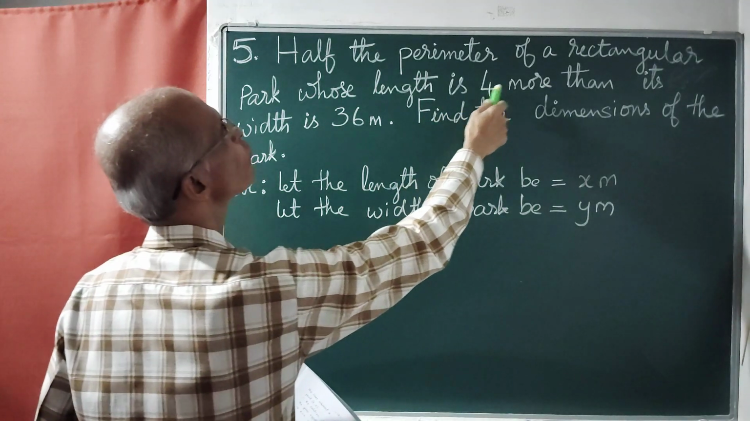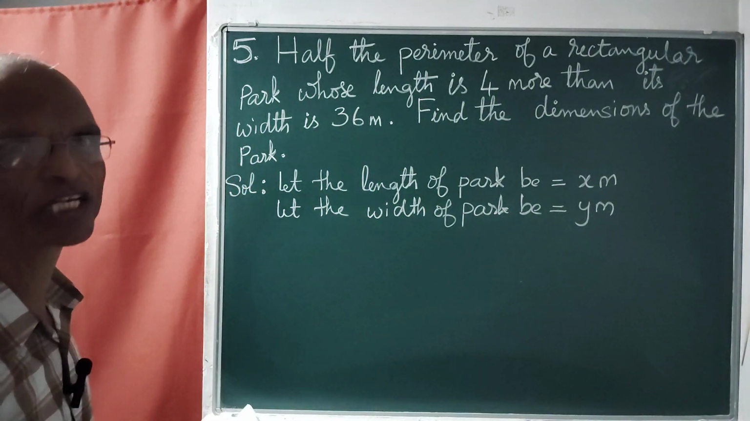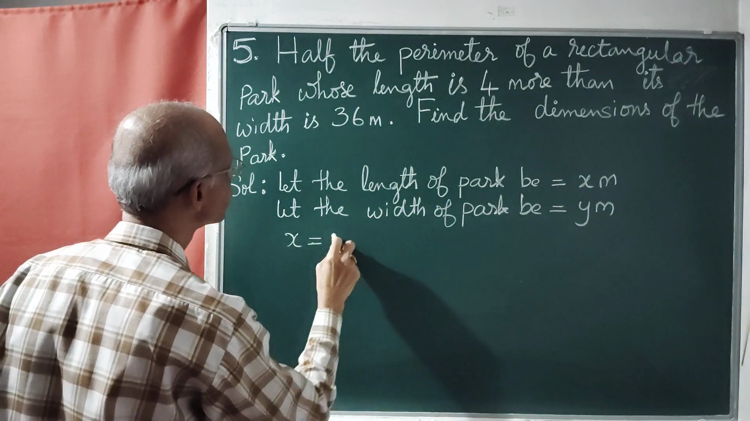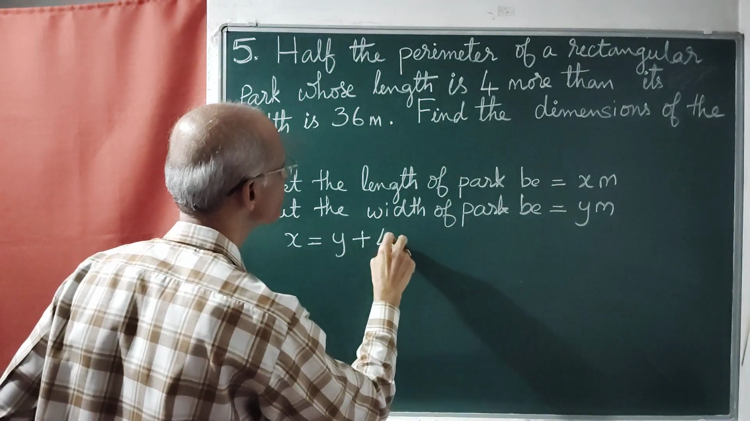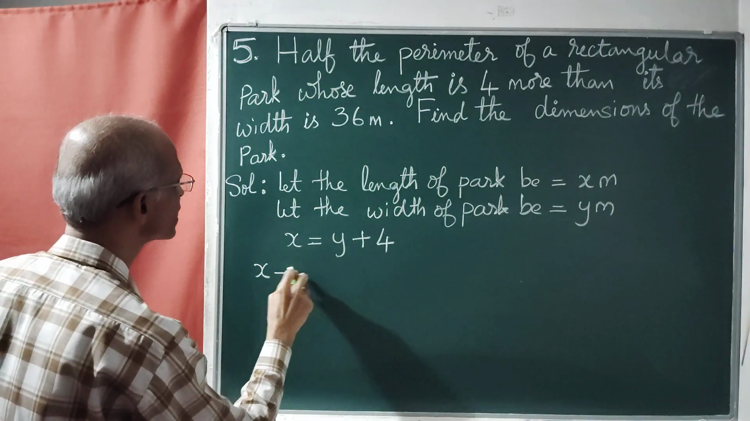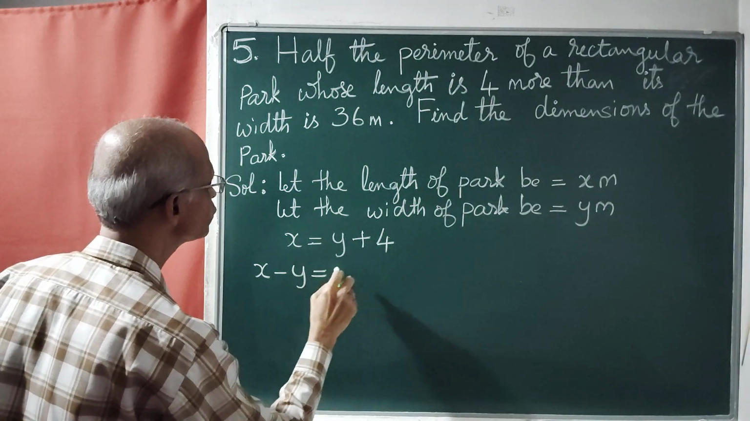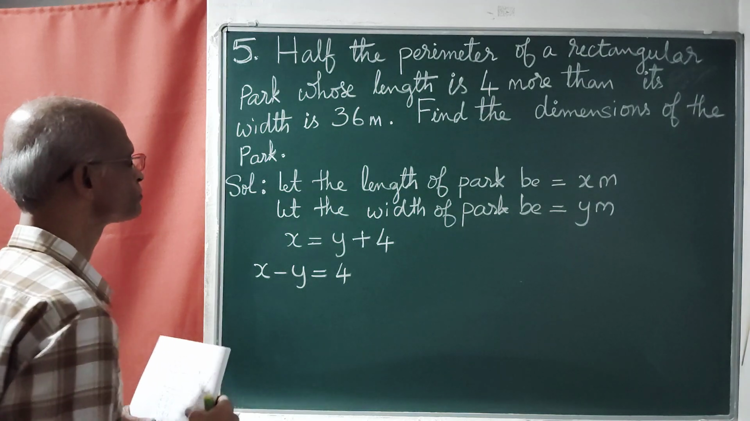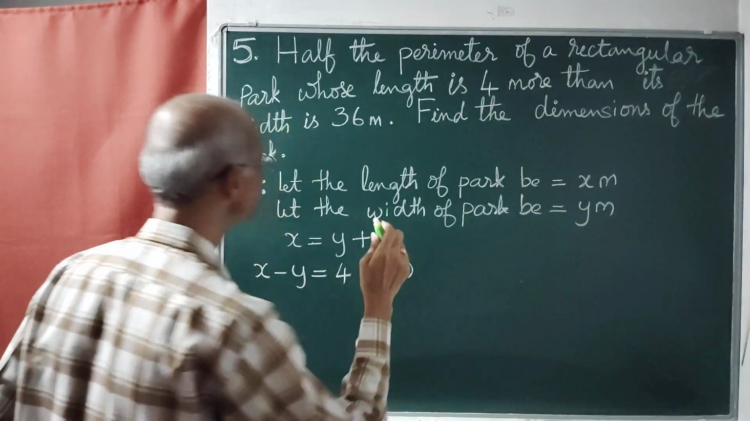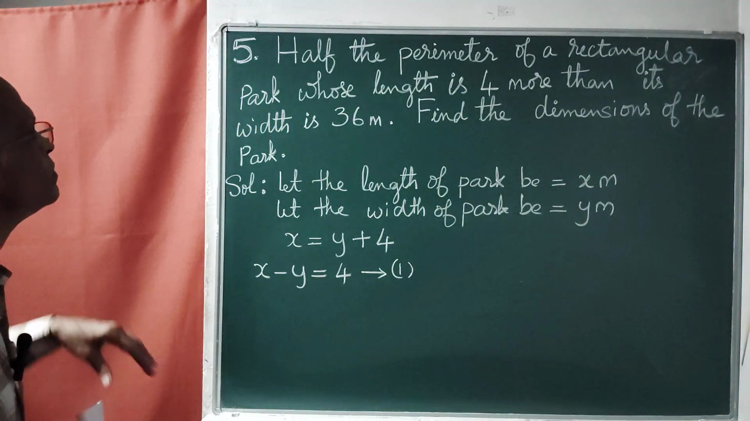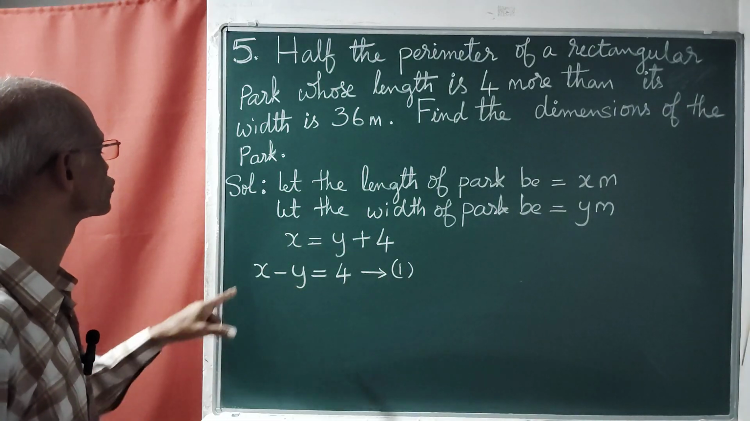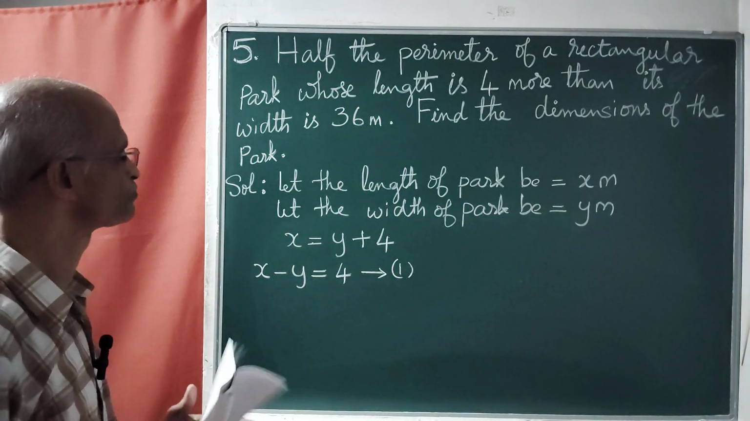Now the length is 4 more than the width. So x will be equal to y plus 4. So x minus y is equal to 4. This is the first equation. The length is 4 more than the width, so we get this first equation.